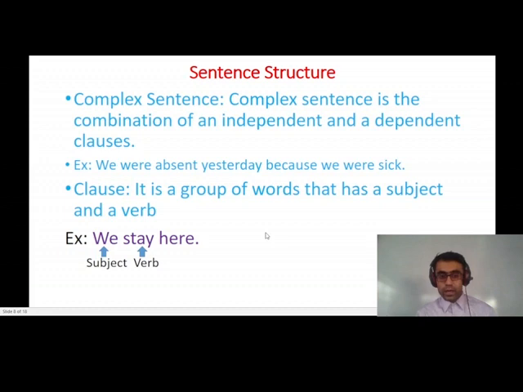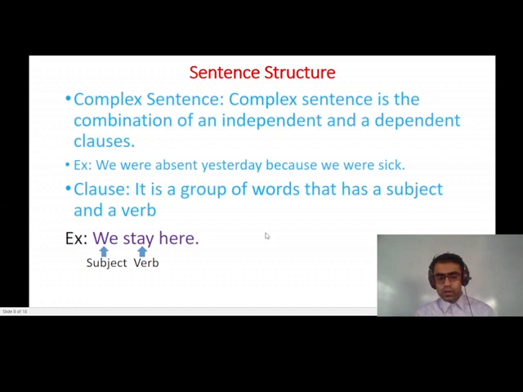For example, we were absent yesterday because we were sick. We were absent yesterday, this is one independent clause. Because we were sick, this is a dependent clause. So this is called a complex sentence because it's made from an independent clause and a dependent clause.